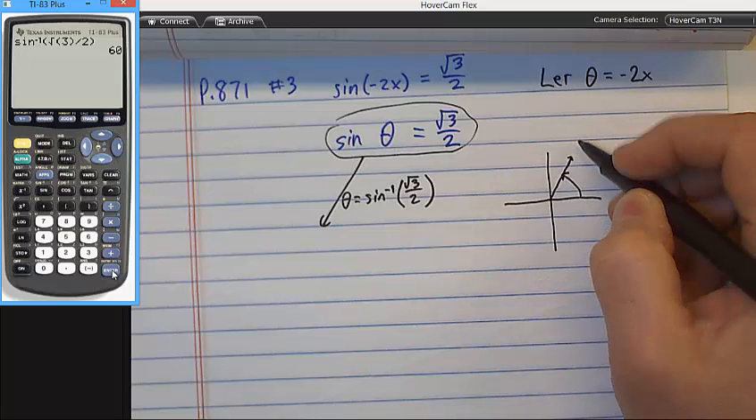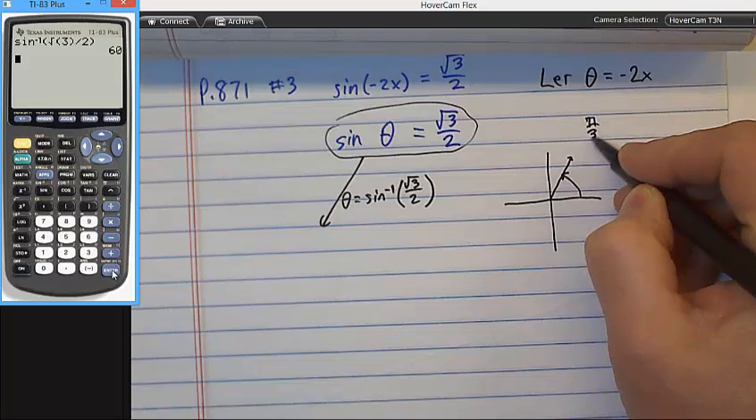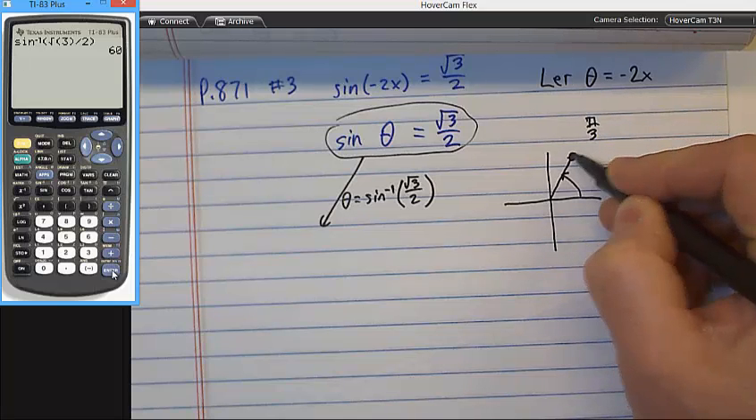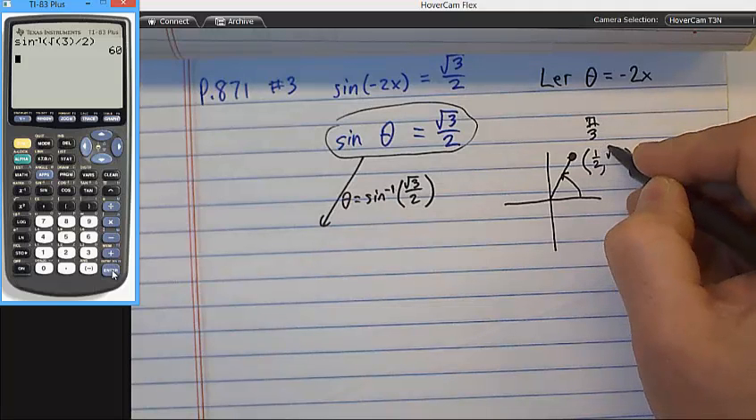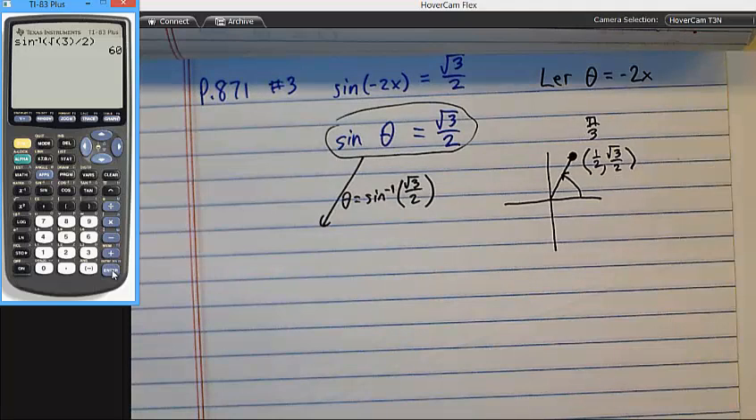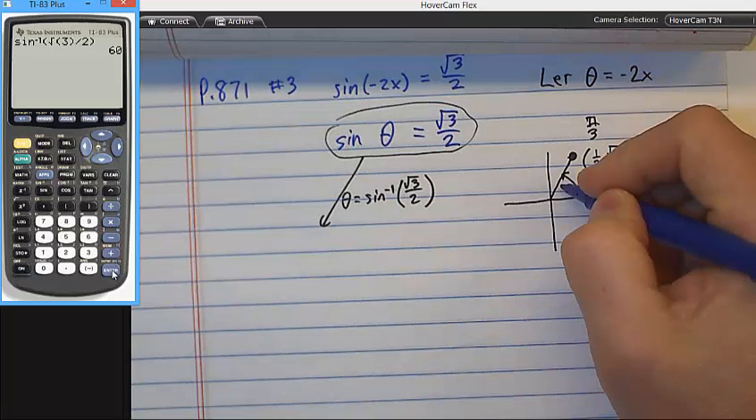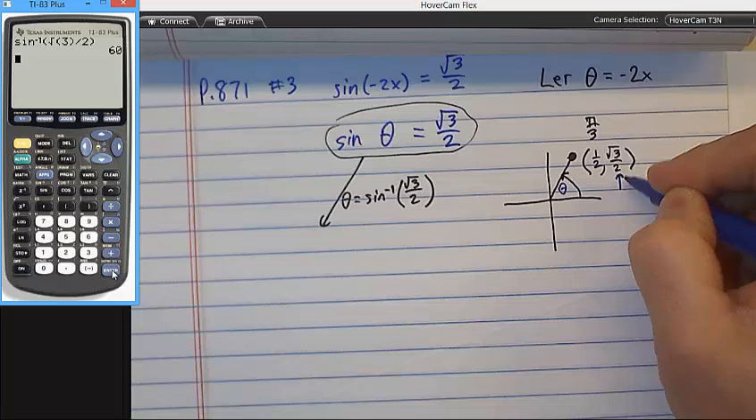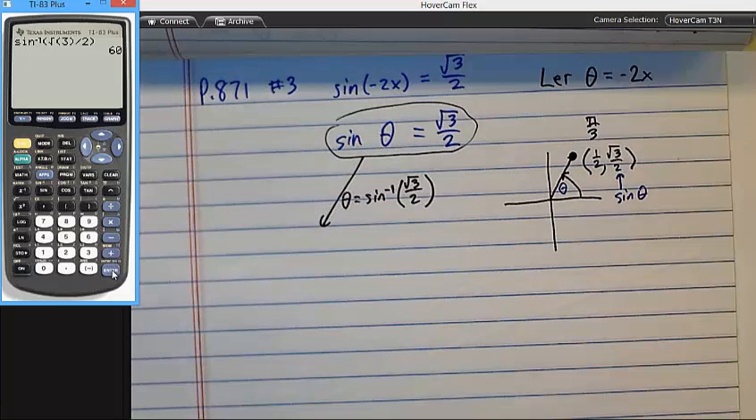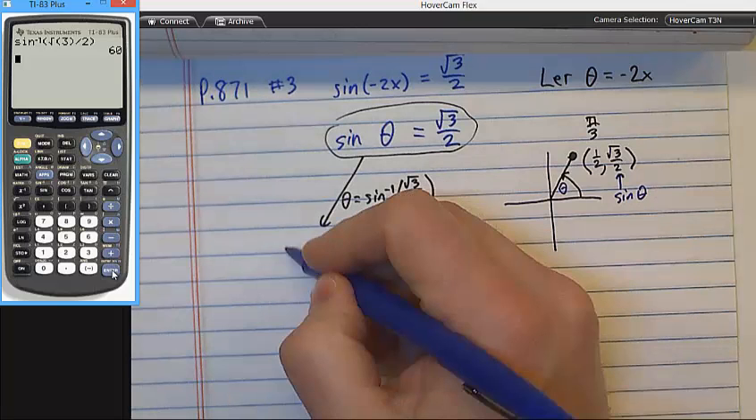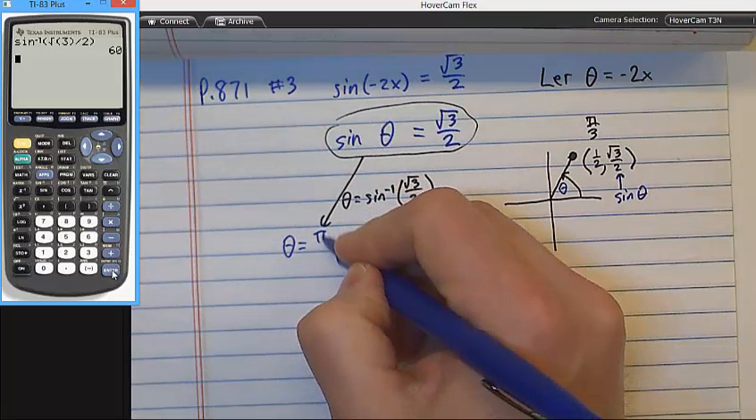So the picture that goes along with this is I know that if my theta is 60 degrees or pi over 3 radians, what point is that on the unit circle? That's the point 1/2, square root of 3 over 2. And I know that if this is my theta, that is the sine of theta. And so theta here is pi over 3. That's one answer. Theta is pi over 3.